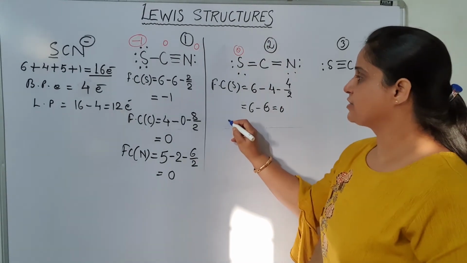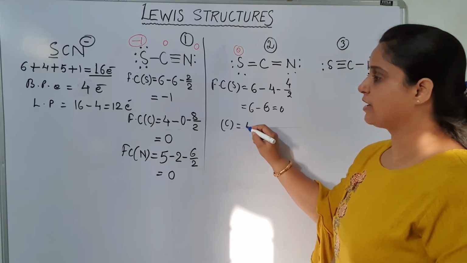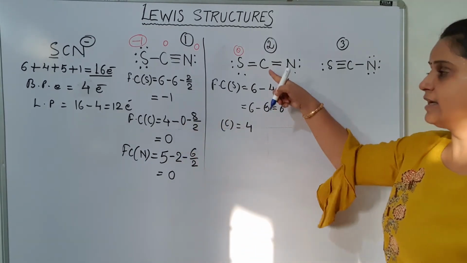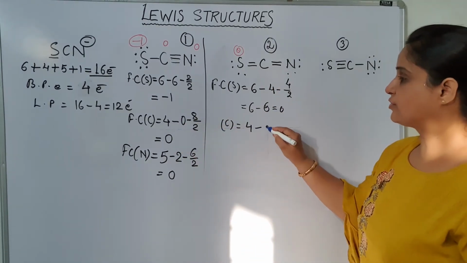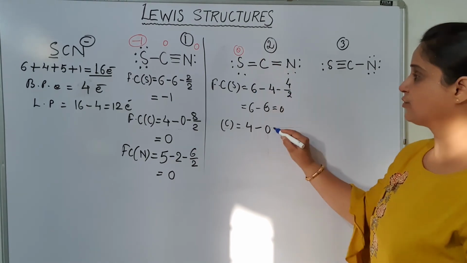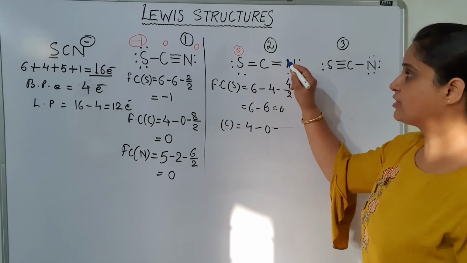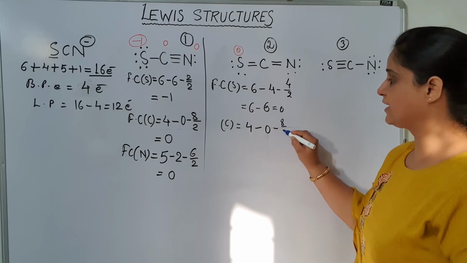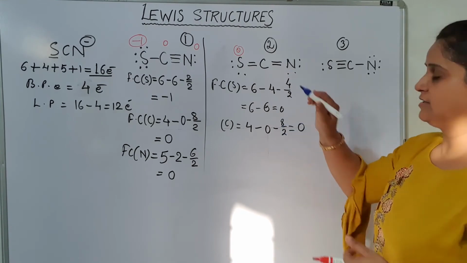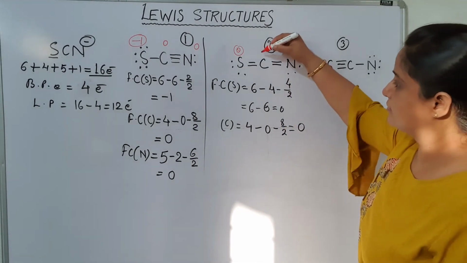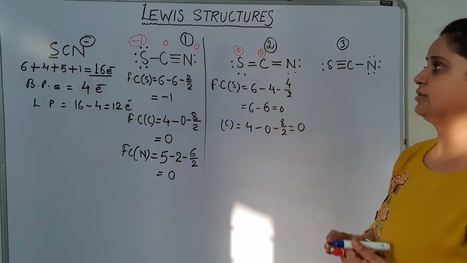Take out the formal charge on the carbon. Total number of carbon electrons, 4, that is fixed. Lone pair of electrons 0, no lone pair of electrons. Bond pair of electrons 1, 2, 3, 4, 5, 6, 7, 8. 8 divided by 2 and it becomes 0. So this is the formal charge on this carbon.